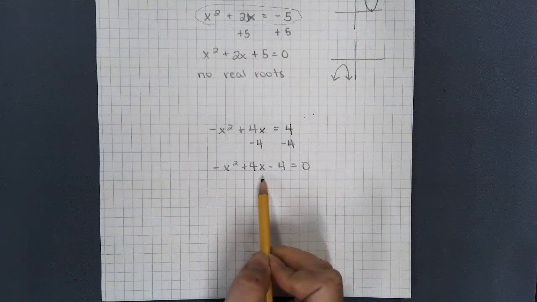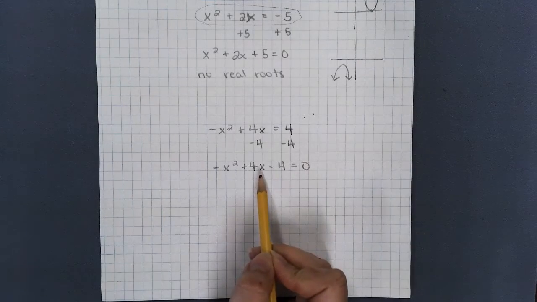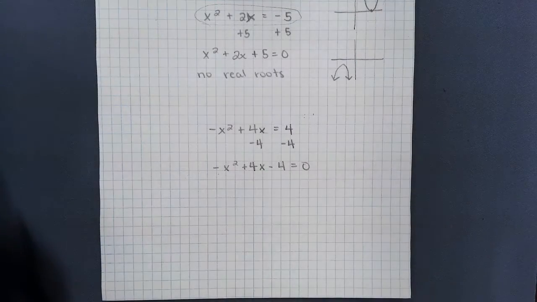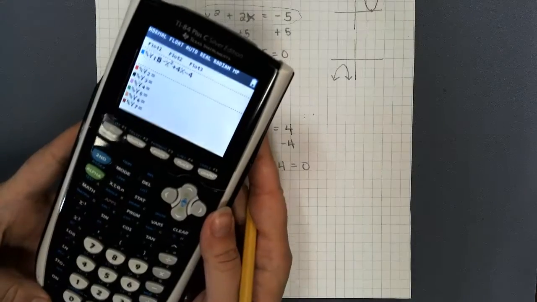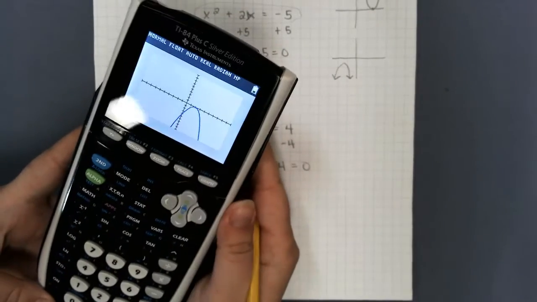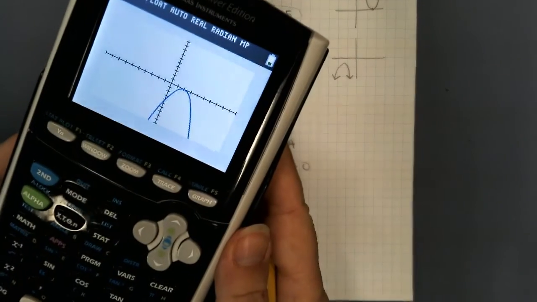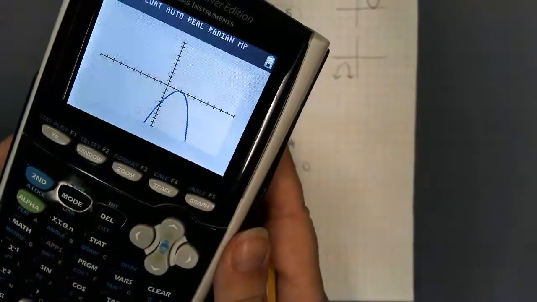And this parabola should open downwards because I've got a negative a value. So let's type this into our calculator and see how many solutions there are, or how many times the graph crosses the x-axis. So I'm going to hit y equals. I've got it typed in there. And hit graph. And there we go. So you'll see that it is touching the x-axis one time.